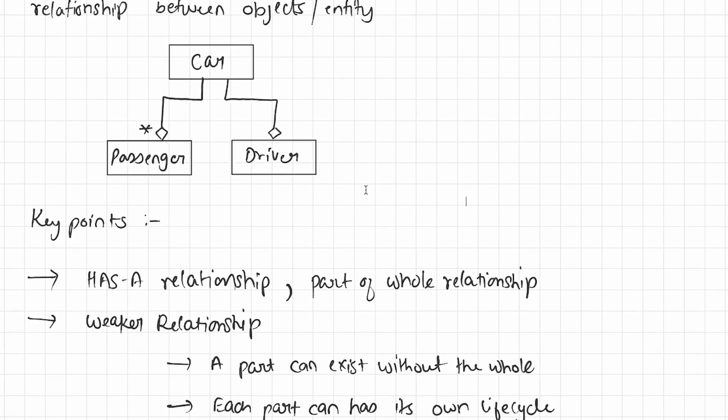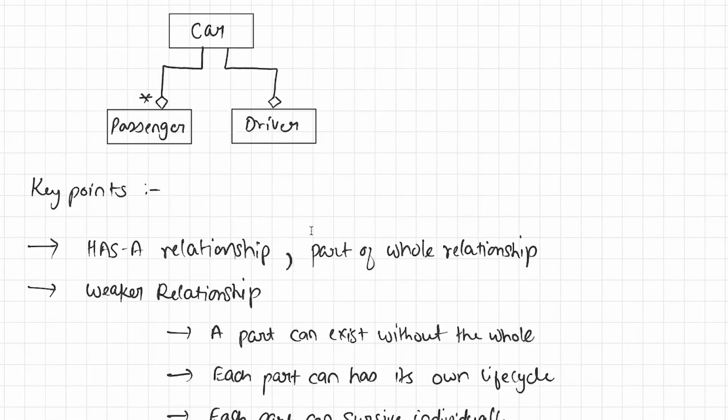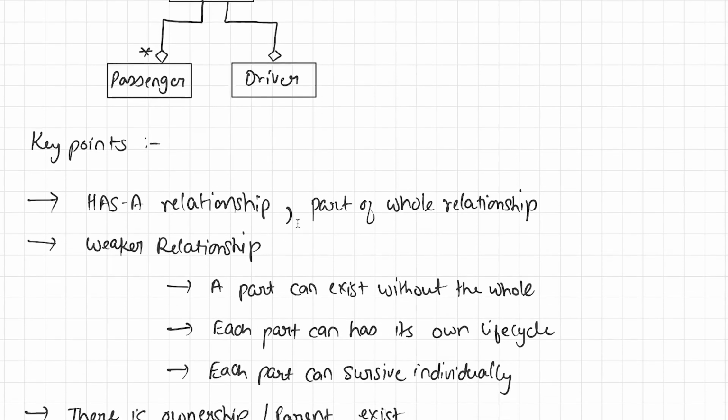So first of all, this type of relationship is called a has-a relationship or part-of-whole relationship. So we can say that car has passengers and car can have multiple passengers. And similarly, car can have only one driver. But we can also say that passenger and driver are a part of car, right? So that is why we call this relationship a has-a relationship, or this relationship is used to represent a has-a relationship.